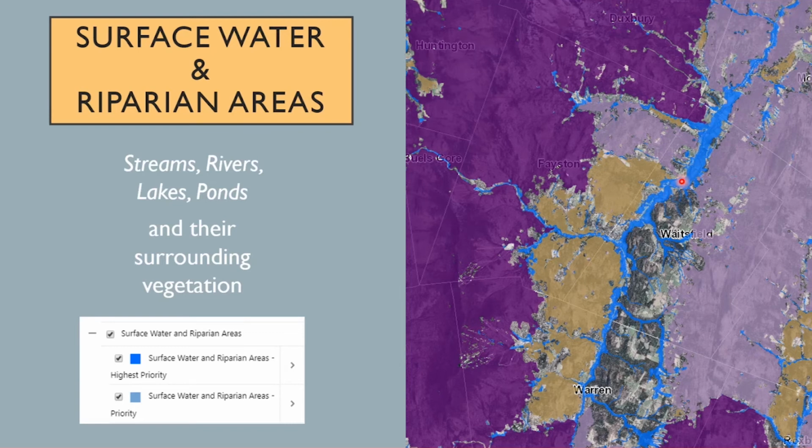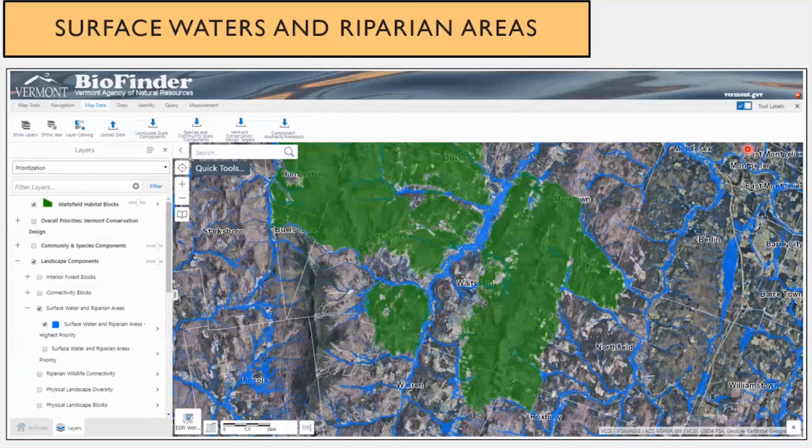And you can really see how it knits together these forest blocks. This allows for wildlife movement north to south through Waitsfield beside the Mad River, and also east to west. So, we talked a little bit about that riparian network at one of the question breaks. And I just want to reiterate, even here in Waitsfield, this incredibly forested town, that surface water and riparian area network is playing a huge role.